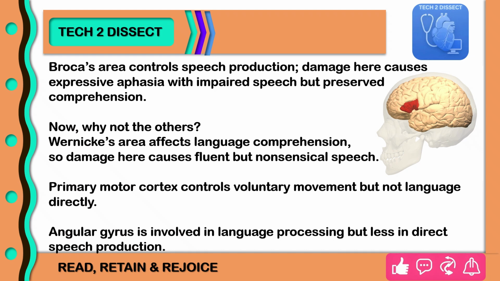Now, why not the others? Wernicke's area affects language comprehension, so damage here causes fluent but nonsensical speech. Primary motor cortex controls voluntary movement, but not language directly. Angular gyrus is involved in language processing, but less in direct speech production.